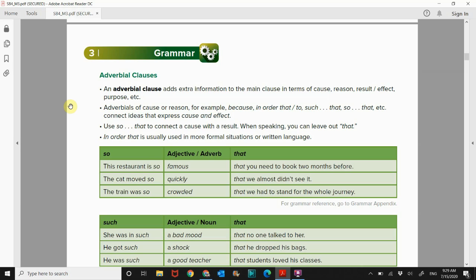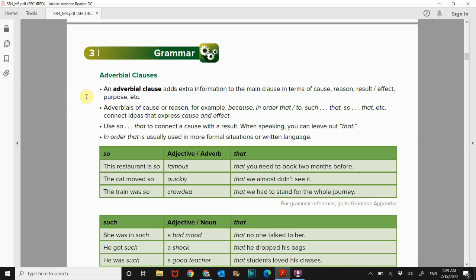Hello students. As you can see, we are in section 3, which is the grammar section, and the grammar topic is adverbial clauses. An adverbial clause adds extra information to the main clause in terms of cause, reason, result or effect, or purpose, etc.